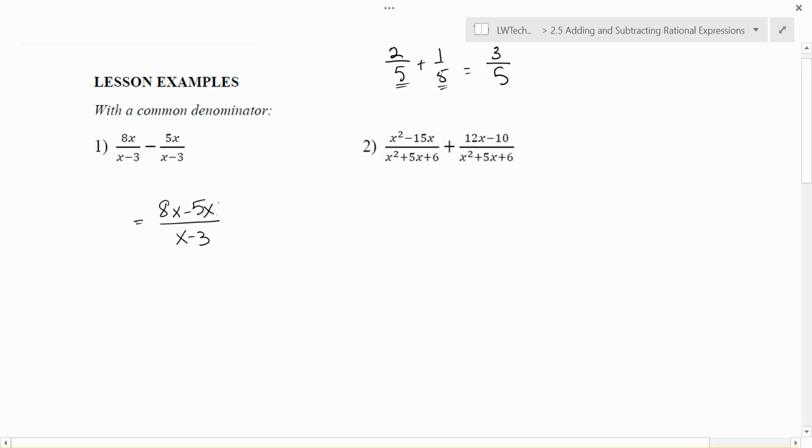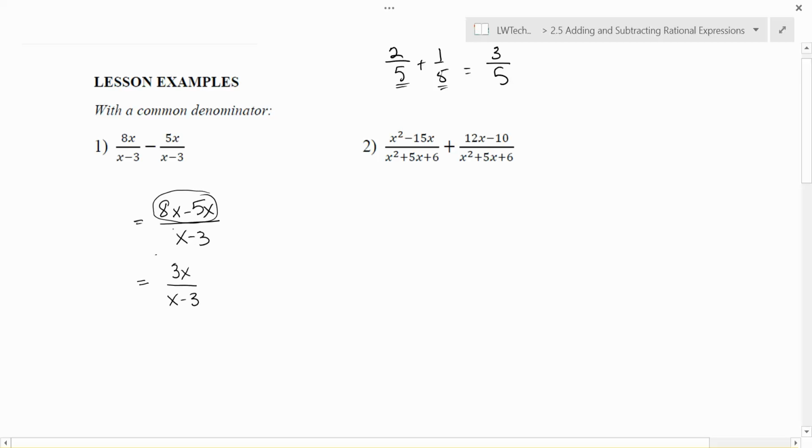Now, at this point, we want to try to see, are there any things that we can do to simplify? We can actually do 8x minus 5x, which is great. They're like terms, and we can combine those, and we'll get 3x on top. On the bottom, we have x minus 3. So the bottom stays the same, and 8x minus 5x gives me 3x on the top.